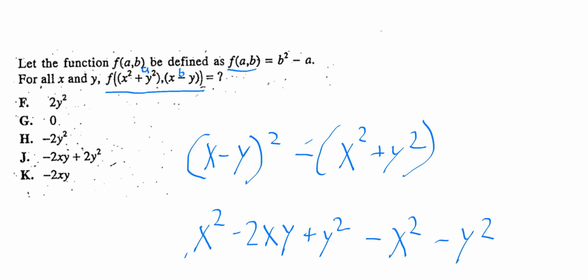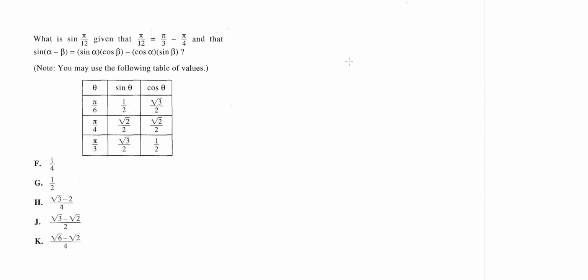Here, our x squared will cancel out, and also our y squareds will cancel out. In the end, we're left with minus 2xy as our answer for what's f of x squared plus y squared, comma, x minus y equals. That is going to be answer choice K.